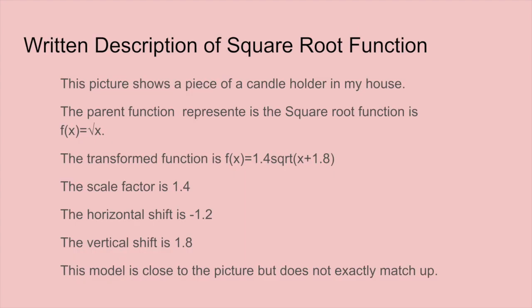Next, I did the square root function, and here's my written description. This picture shows a piece of a camera holder in my house. The parent function represented is the square root function, f of x equals square root of x. The transformative function is f(x) equals 1.4 square root of x plus 1.8. The scale factor is 1.8. The horizontal shift is -1.2. The vertical shift is 1.8. This model is close to the picture, but it does not exactly match up.